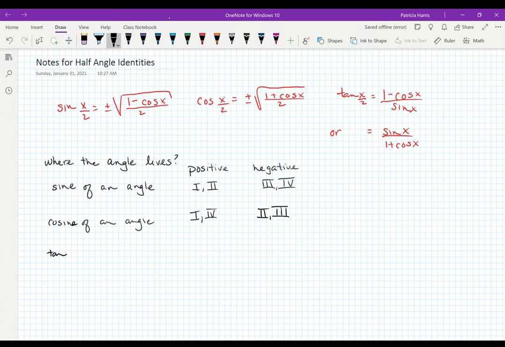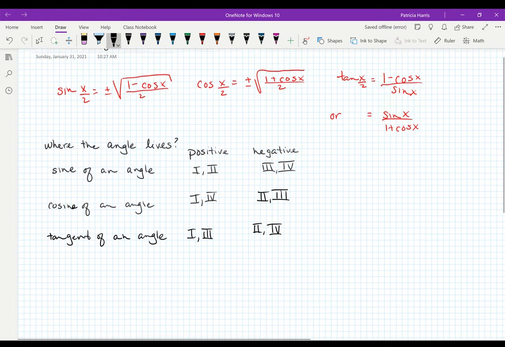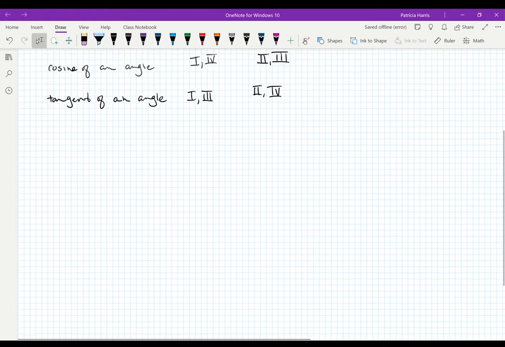Tangent of an angle is positive in quadrant 1 and quadrant 3, negative in quadrant 2 and quadrant 4. Okay, so it is very important that you know where your sign lives, because you do have to make a determination on whether or not you're going to use the positive version or the negative version of your radical. Okay, so we're going to do a couple of things with these.